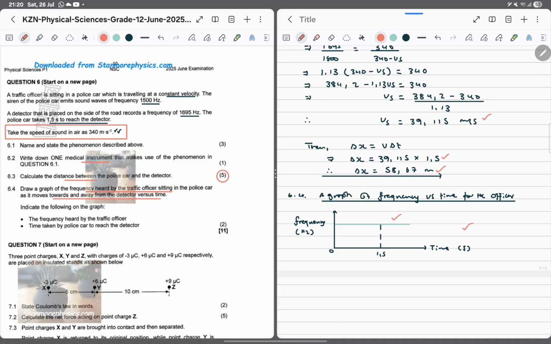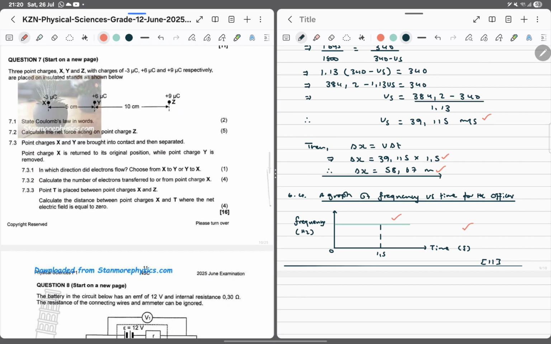Great. So how many marks here? 11 marks. Right. Okay, let's get to electrostatics.